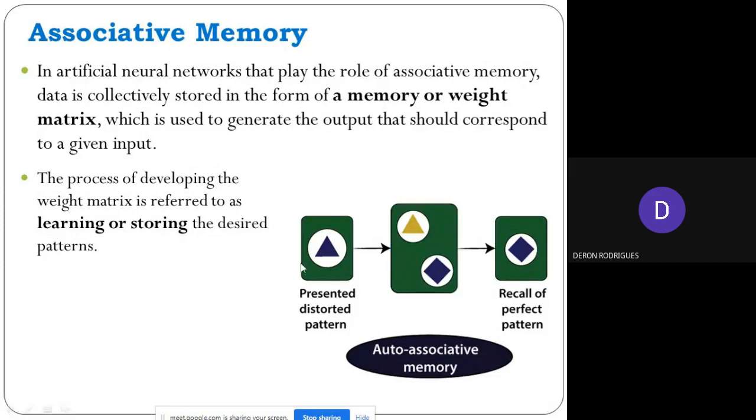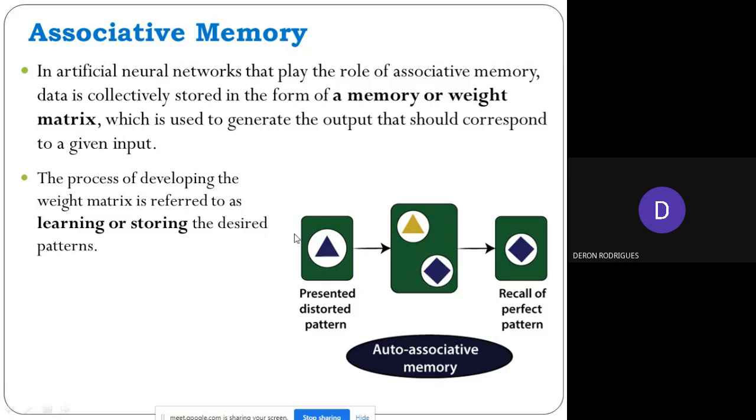So now there are two processes involved here. One is the process of learning. What is the process of learning? Whatever samples you want to store in the memory, all these samples, whatever you have stored here, two different samples, once you have stored a yellow triangle and a blue square.